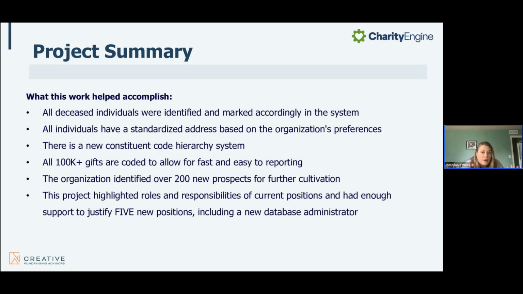We make our database work smarter for us, but they can't unless it's unlocked from data problems. And then the last one was really cool. By me doing the work and just the work in general, it illuminated that they needed more hands on deck, and they had enough support just by 5 new positions, and they have a new database administrator. I would love to say that every client, every organization, this was a huge win, but wins look different. And so all of this helped accomplish for them being able to enter their next decades of fundraising more successful, set up, and just in general in a better place.